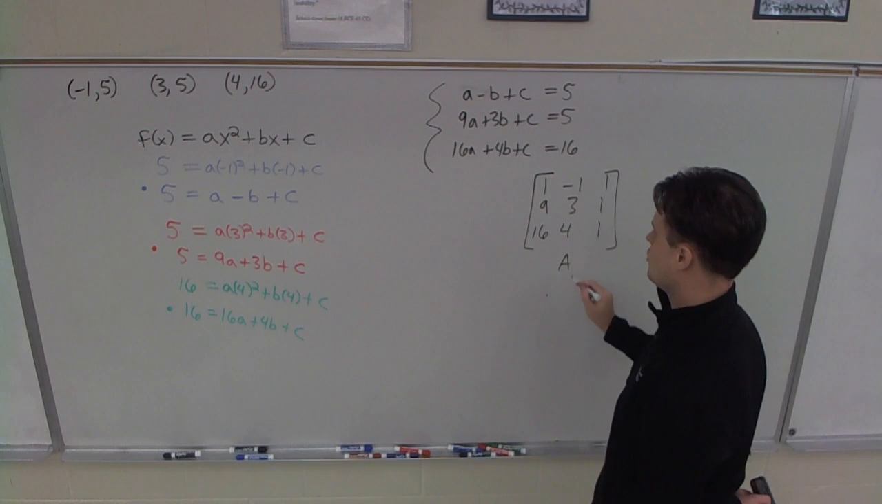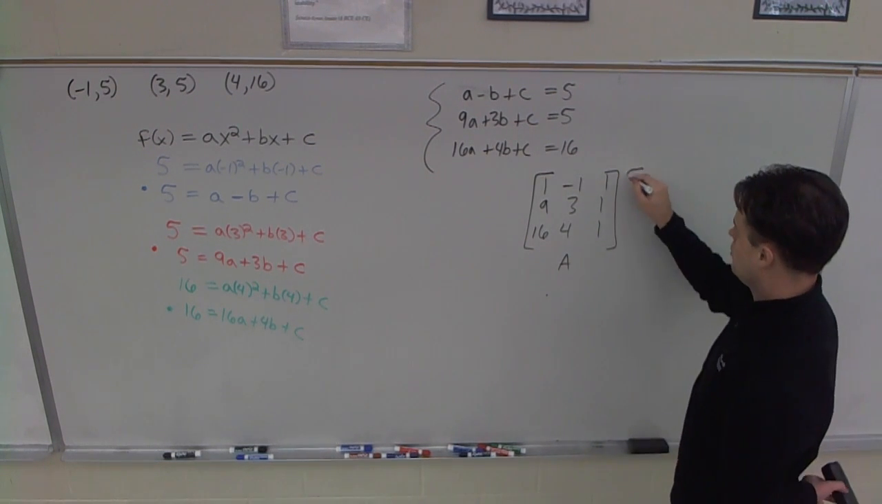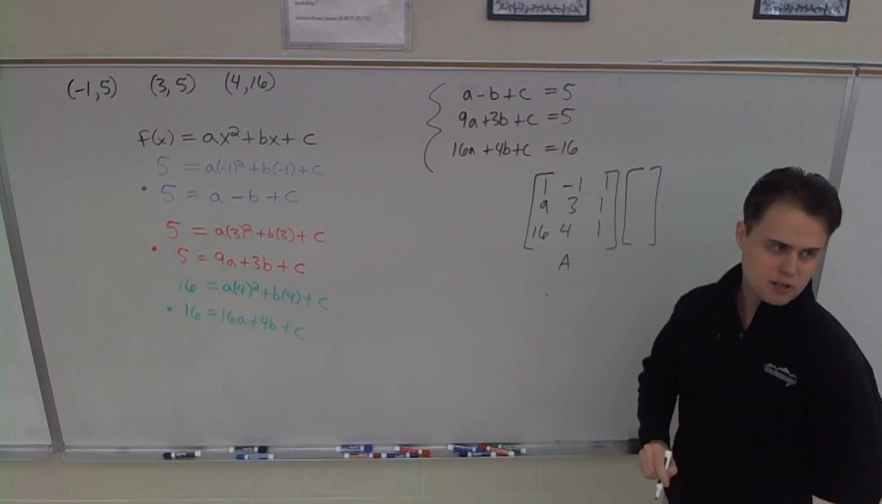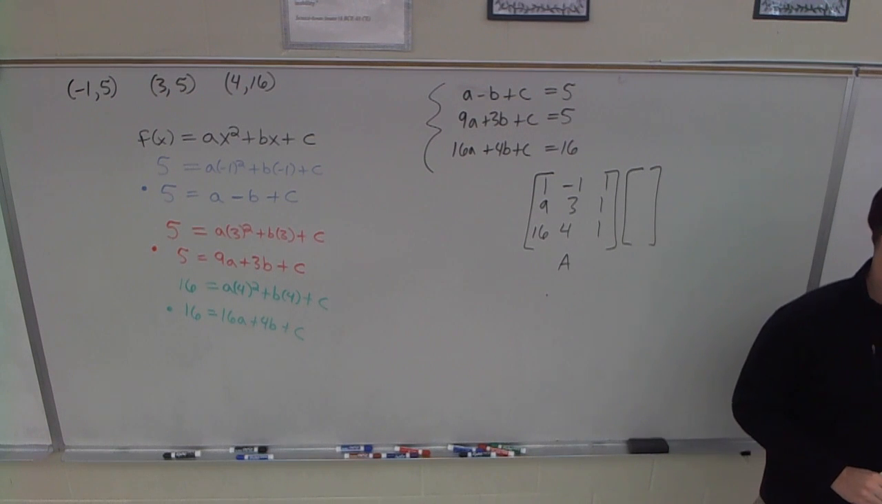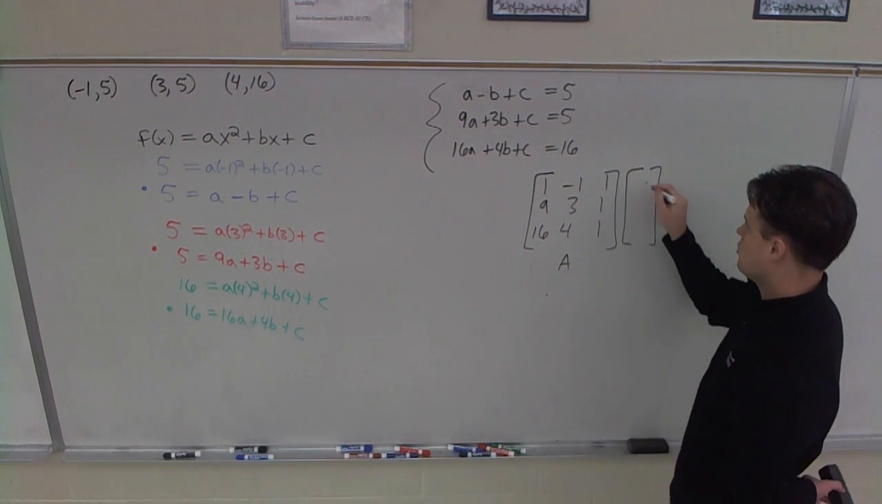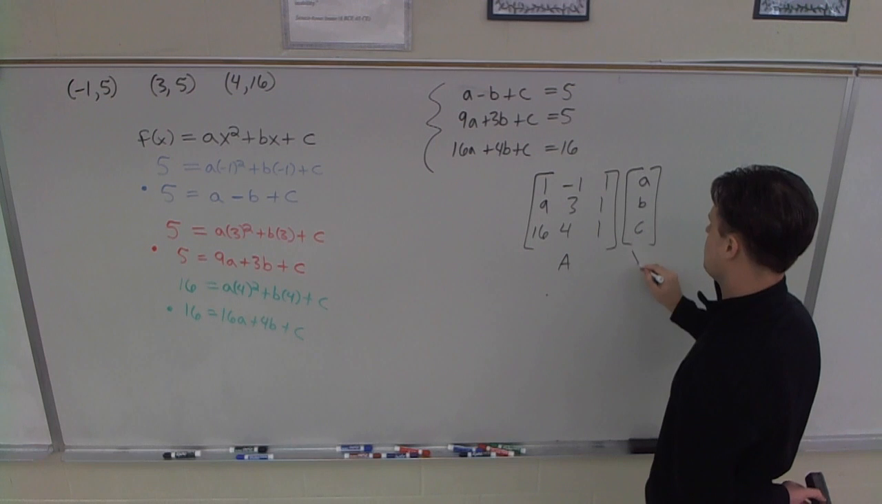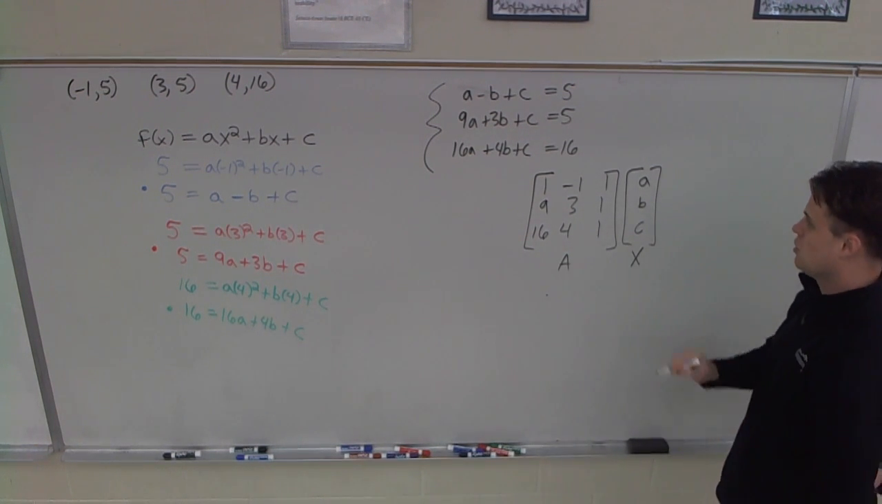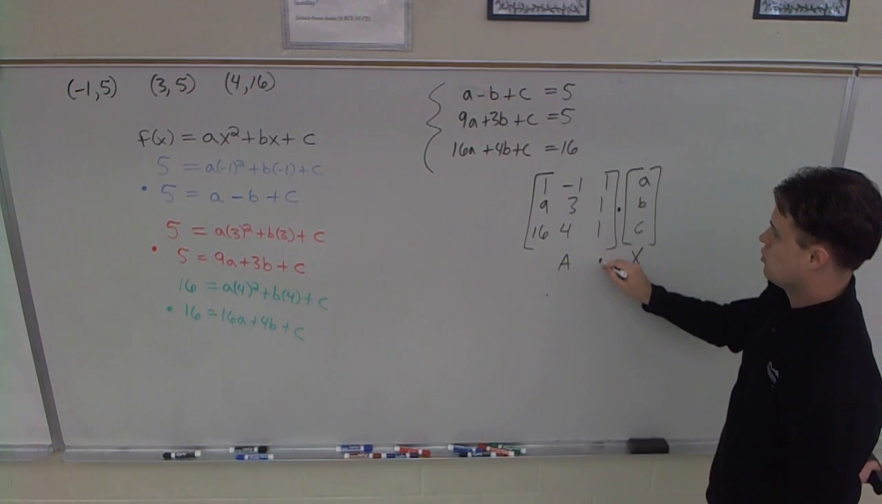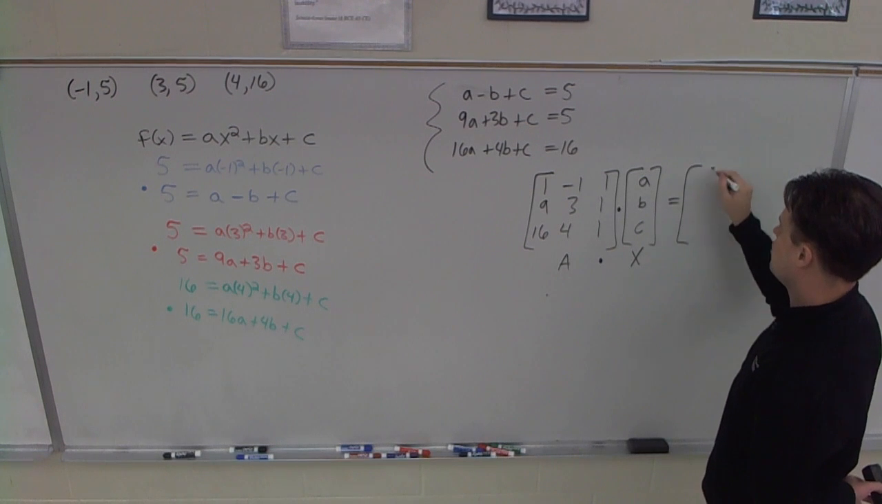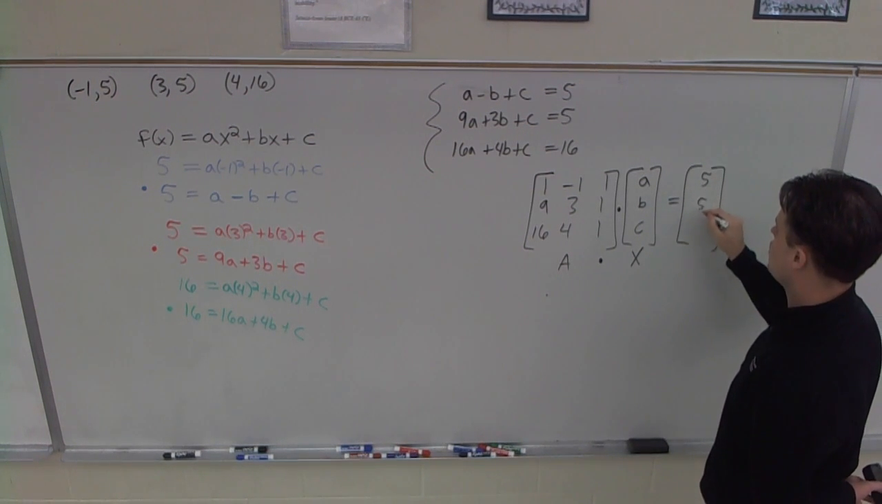That's matrix A. My unknowns are not x, y, and z like we had before. What are they? A, B, and C. That's the variable matrix X. These are multiplied. And then over here I have my other constants.